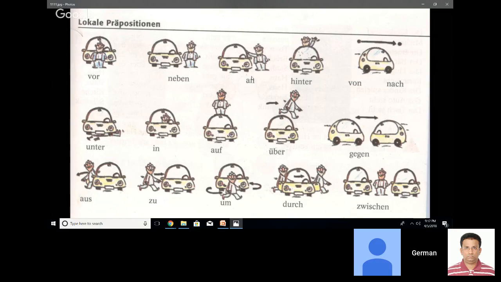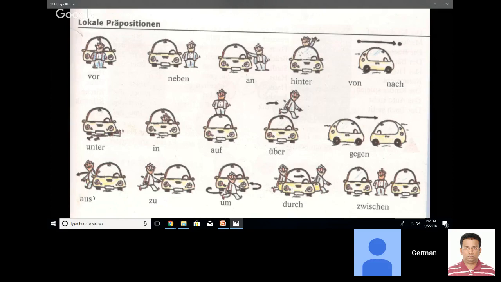An is vertically or leaning on. Over here, because it is a man, it seems a little different. But when you want to say that the photo or the frame is hanging on the wall, it would be an. The preposition associated over there would be an. Okay. Auf is on horizontally. Über is over. He is over the car.